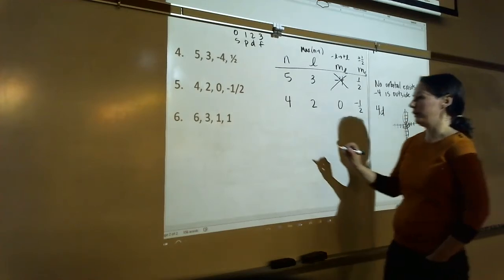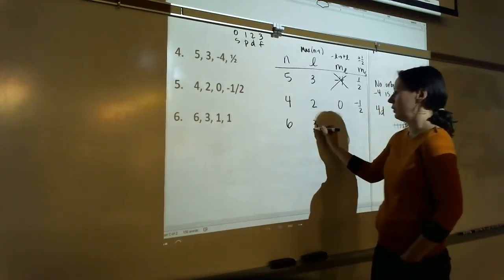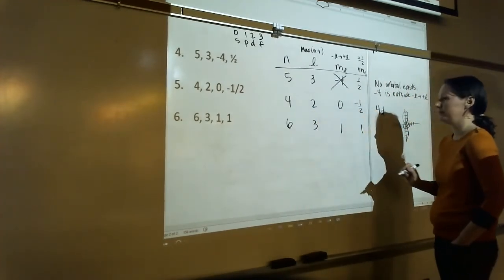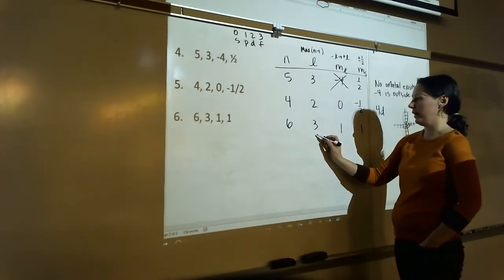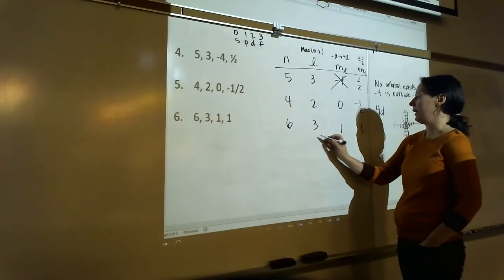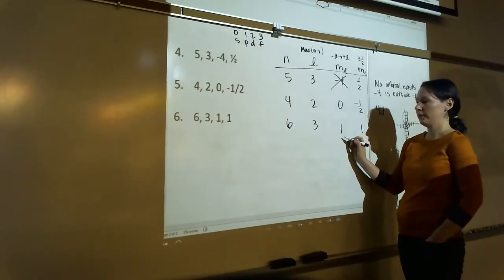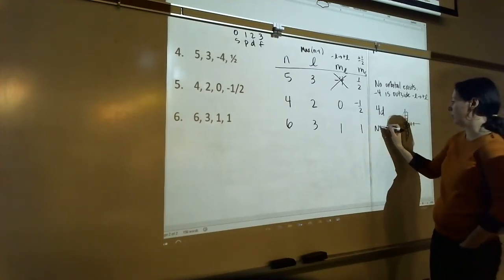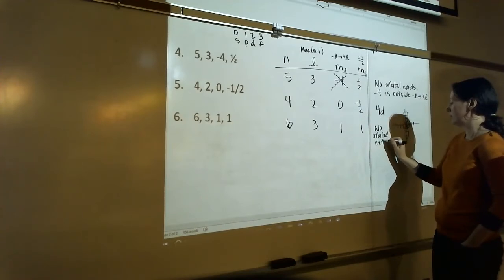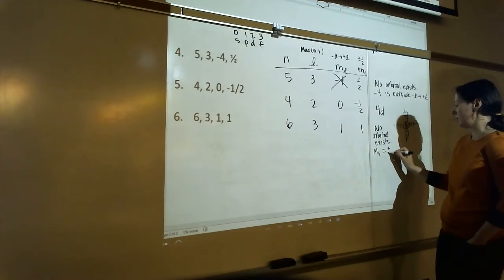And then the last one, 6, 3, 1, 1. If n is 6, can L be 3? Yes. If L is 3, can M sub L be 1? Yes. What about this? No. No orbital. M sub S must be plus or minus 1/2.